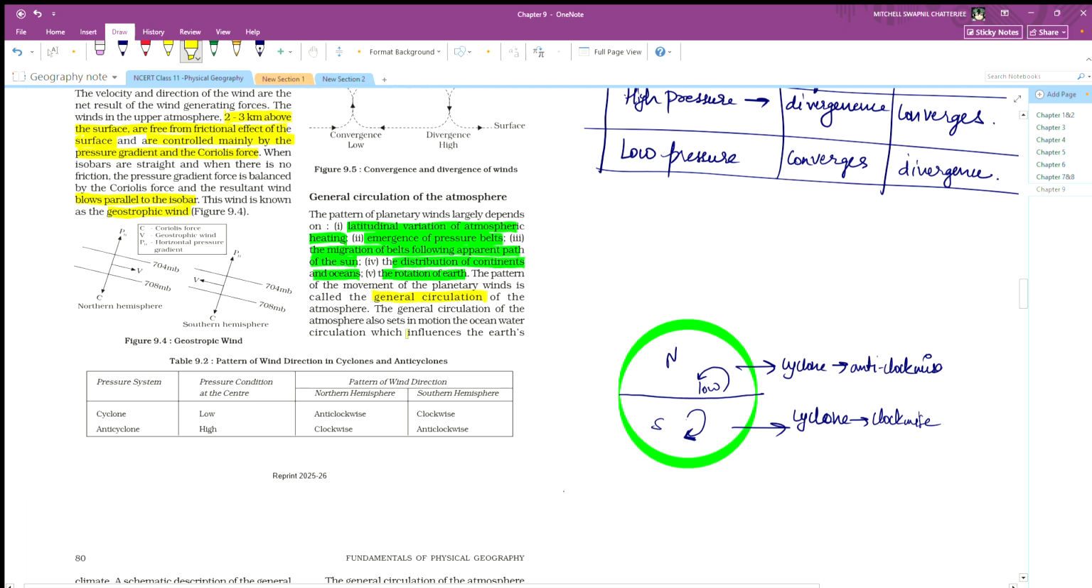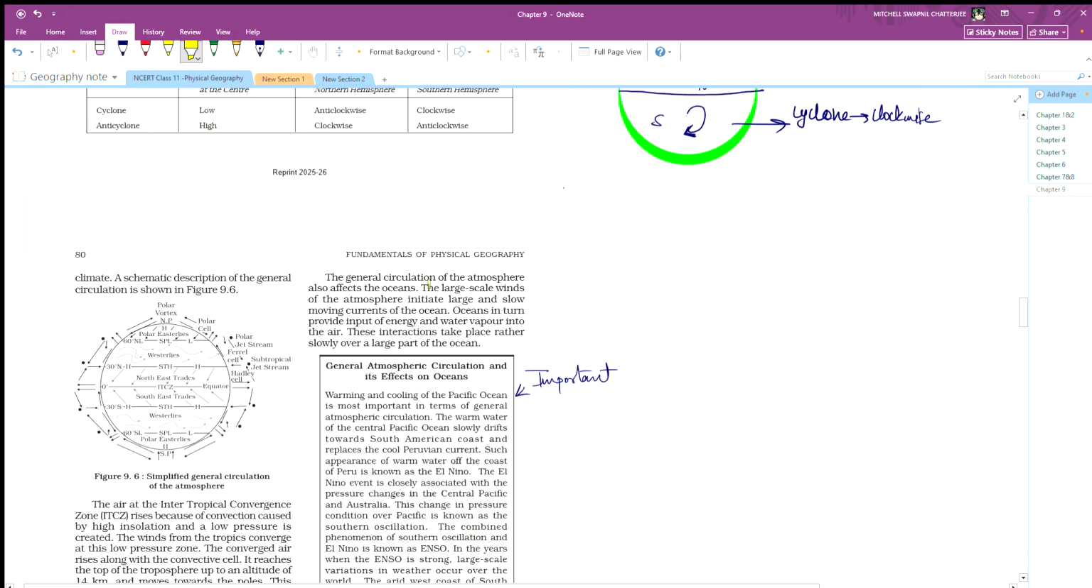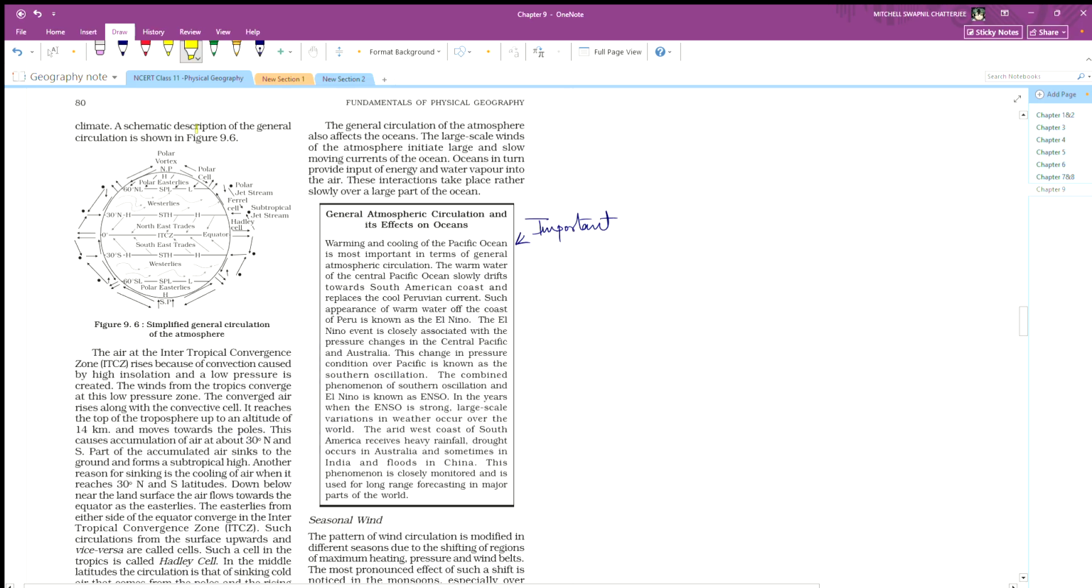General circulation. The general circulation of the atmosphere also sets in motion the ocean water circulation, which influences the Earth's climate. A schematic description of the general circulation is shown in Figure 9.6. So this is the general circulation of the wind. This is the equator, and the wind is the southeastern trades. The water lies here, some water also lies here, and somewhere here is India.